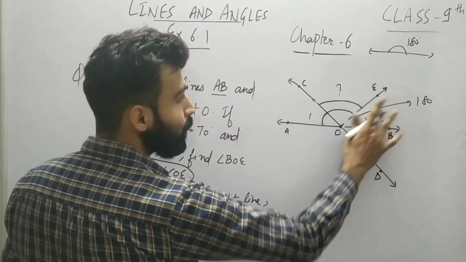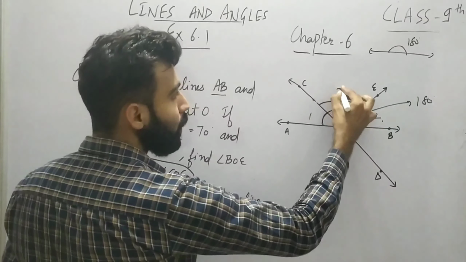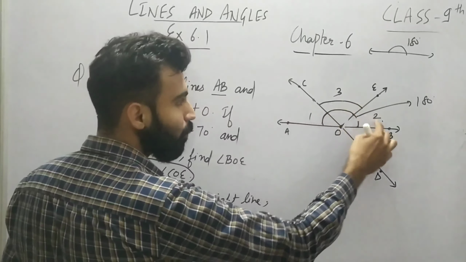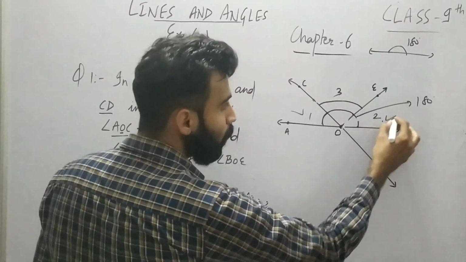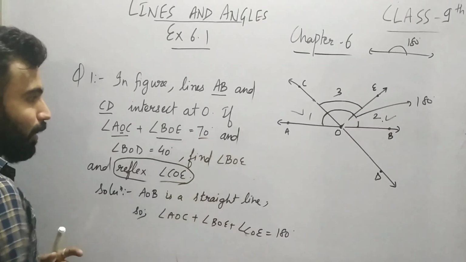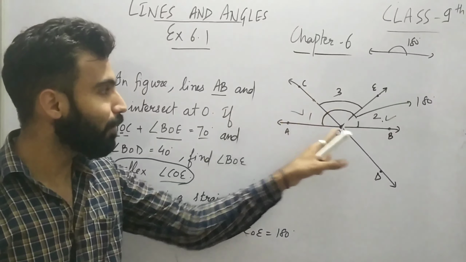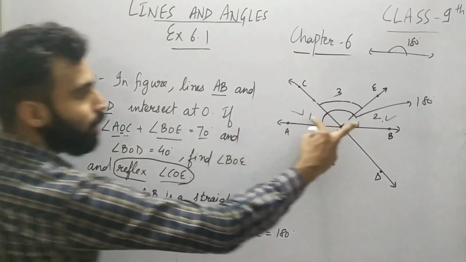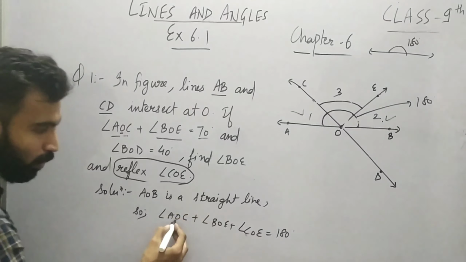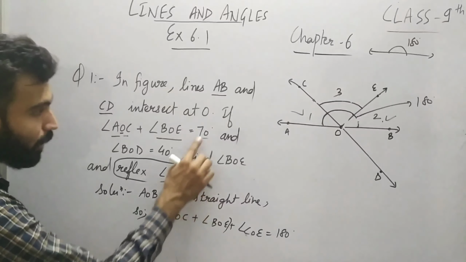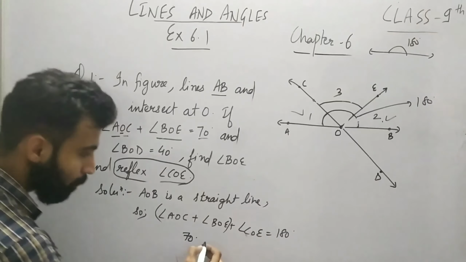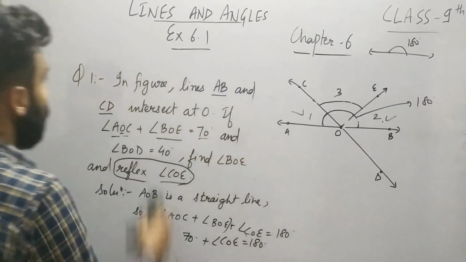Let me name this angle 1, this angle 2 and this angle 3. You can also give them as 1, 2, 3. I have given 1, 2, 3 because we know the sum of angle 1 plus 2 as 70 degree. You can see here angle AOC is 1, angle BOE is 2, and angle COE is 3. So 1 plus 2 is given to us as 70 degree. So I'm writing here 70, plus angle COE equals 180. Now let me rub the above area so you can understand it better.